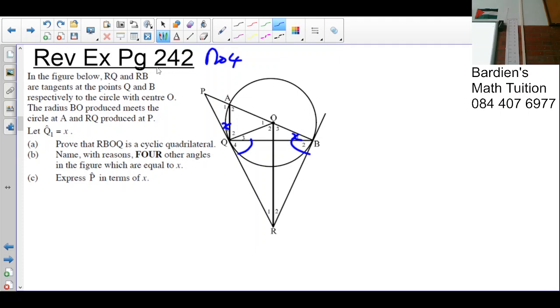Right, the question says prove that RBOQ is a cyclic quadrilateral. How do you prove cyclic quads? You prove it one of three ways. Either opposite angles are supplementary, or the exterior angle is equal to the interior opposite angle of the quad. Okay.